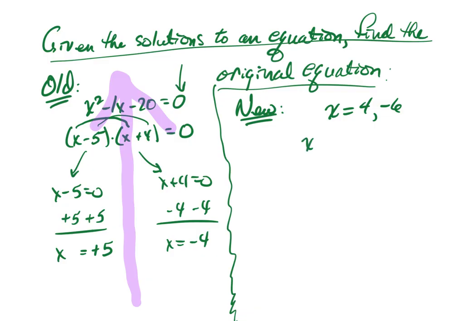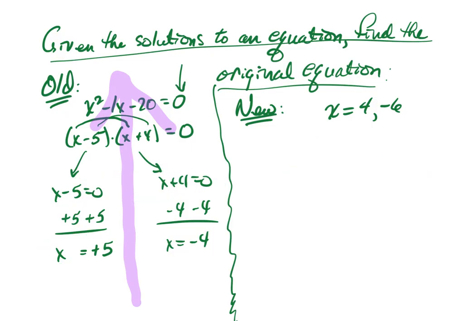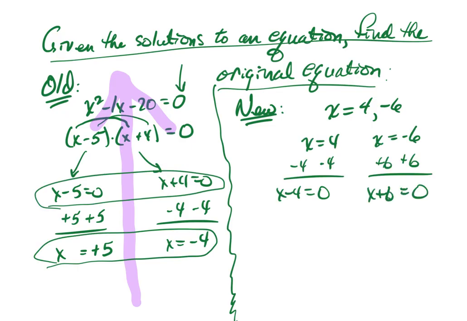We start by just simply saying, let x equal 4 and let x equal negative 6. So we just start with our two solutions and we set x equal to each. Okay, so that's where we are at the end of our old problem. Next, what we're going to do is take each of our little equations and get 0 on a side. So I'm going to move the plus 4 to the other side by subtraction, which puts 0 on a side. I'm going to move negative 6 to the other side by addition, which puts 0 on a side.